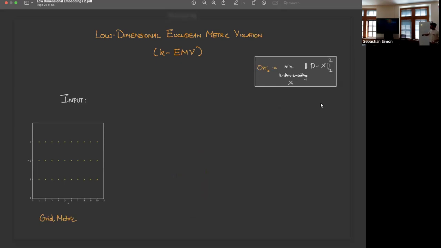Okay, let's do another instructive example that will highlight the differences between this particular objective and the other objective that you might be familiar with. So now let's say the input is just a grid metric, like this 2D metric. The input is every pairwise distance between the points of this grid.